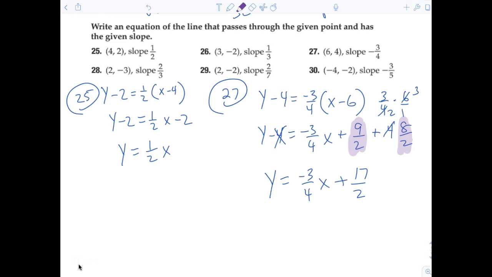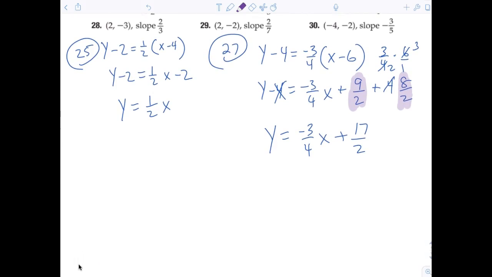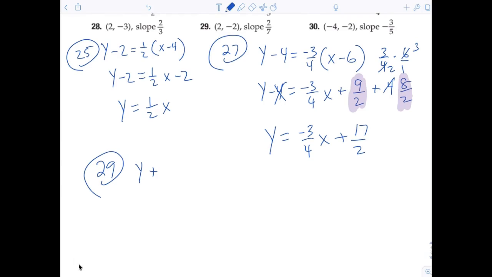All right, one last problem for today. 29. All right? 29. Go. Okay. So, negative y plus negative 2. Now, wait a minute now. Hold on. Just relax. You accidentally did the x instead of the y.